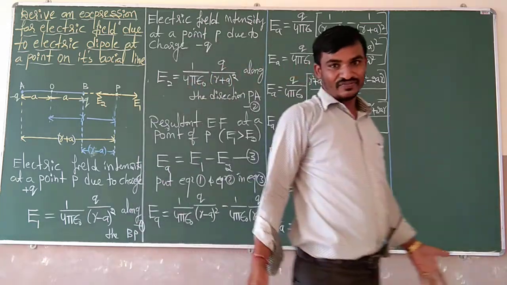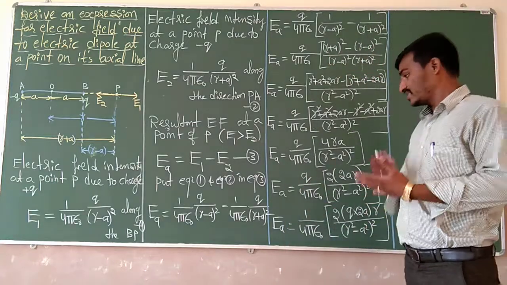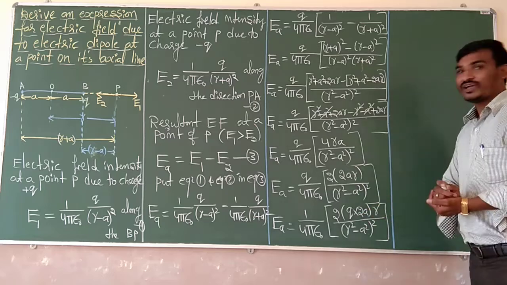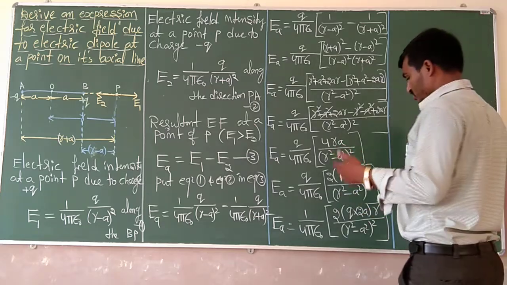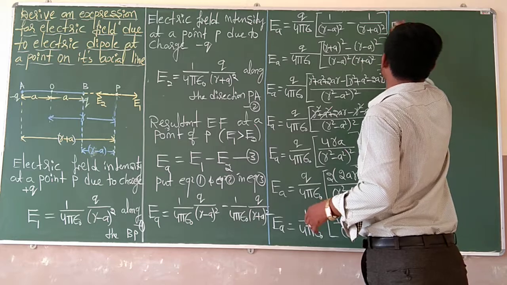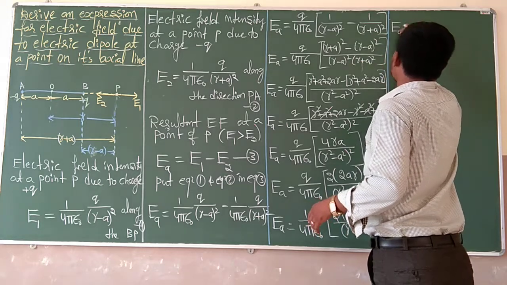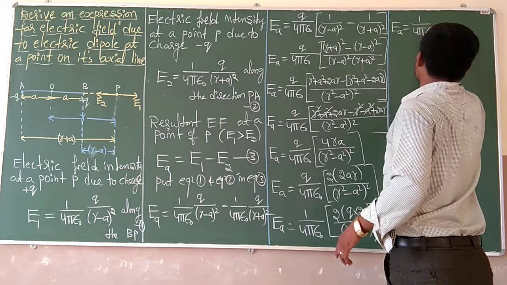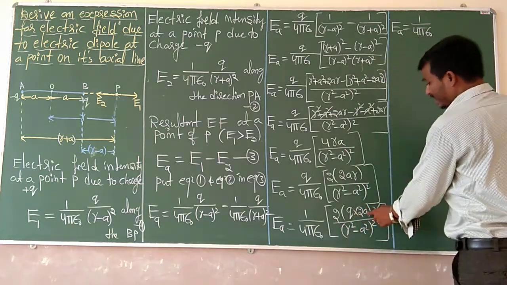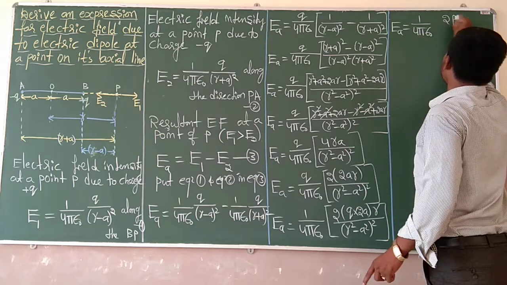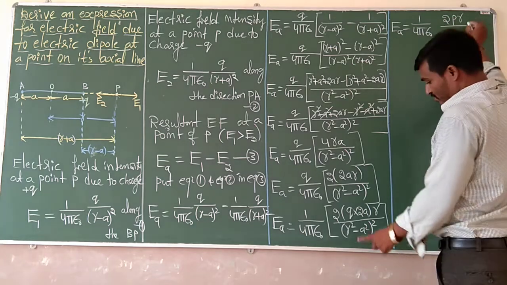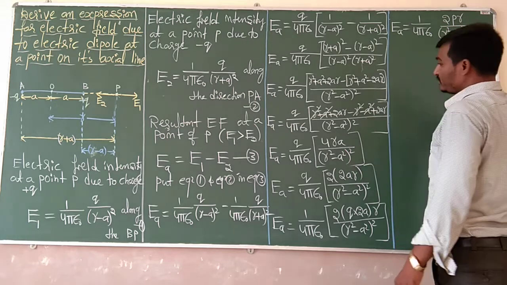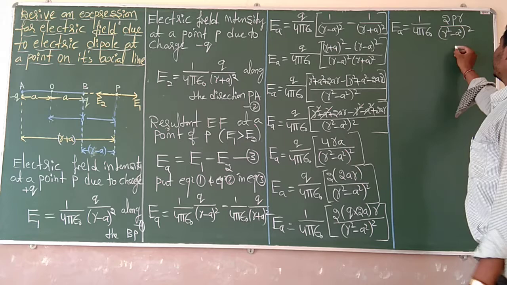We know the definition of electric dipole. It is a product of charge and distance, q into 2a, that is dipole moment. Okay, we can write this as E_A is equal to 1 divided by 4 pi epsilon naught, 2pr divided by (r square minus a square) whole to the power square.